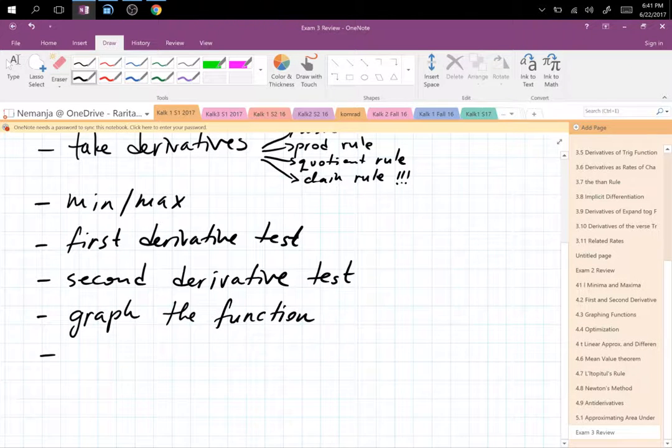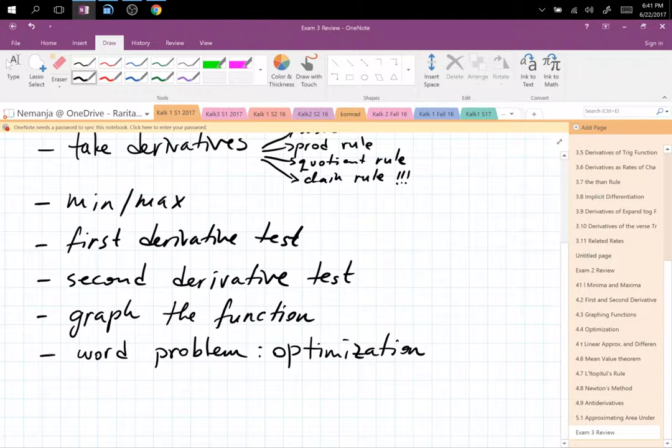Word problems. On optimization, we are looking at farmer, at distance. You have the problem on the board, right? The distance formula, farmer problems. Those are usually there, there could be others.